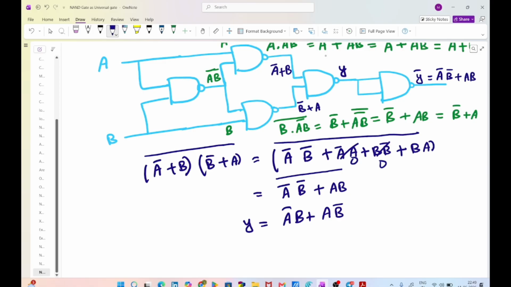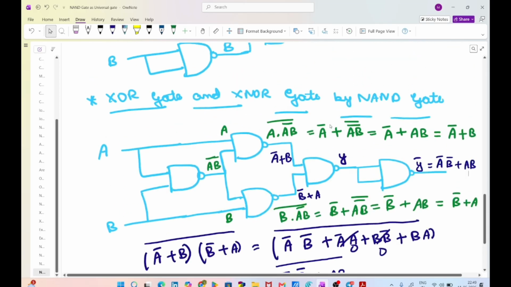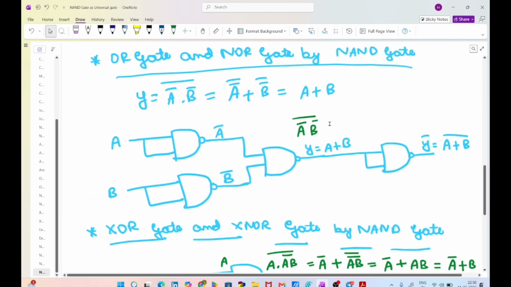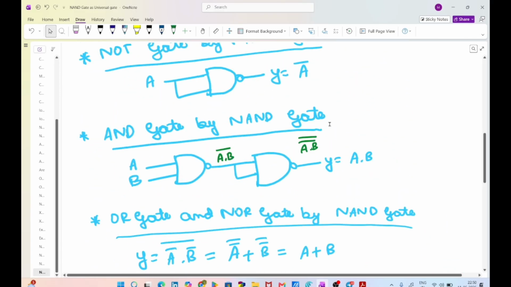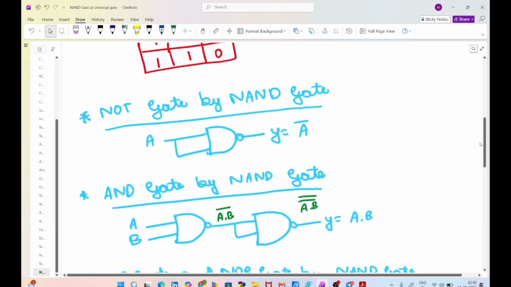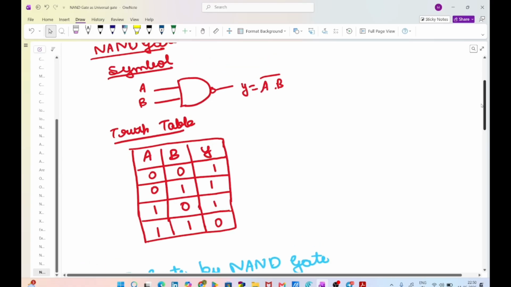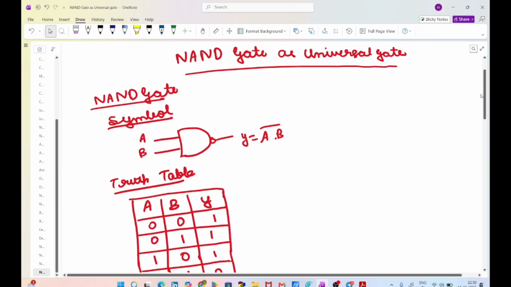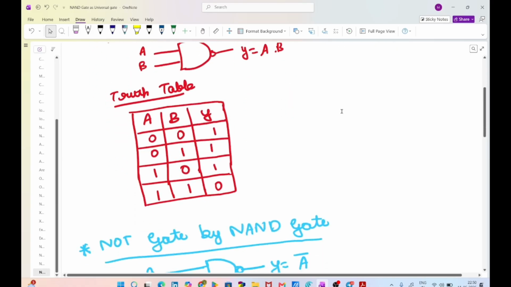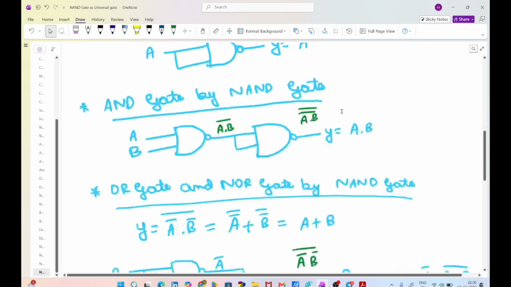That's it, guys. I hope you understand the NAND gate as XOR and XNOR gate, the NAND gate as OR and NOR gate, the NAND gate as AND gate, and the NAND gate as NOT gate. I hope you clearly understand the concept of NAND gate as universal gate, and why we call it a universal gate.